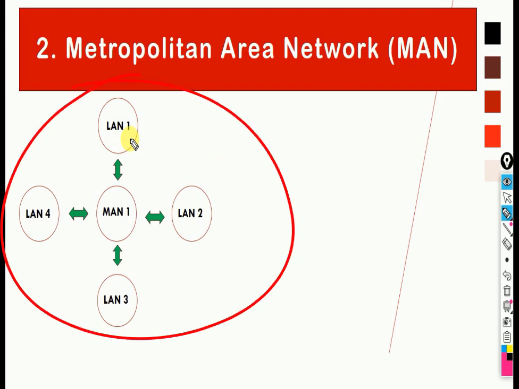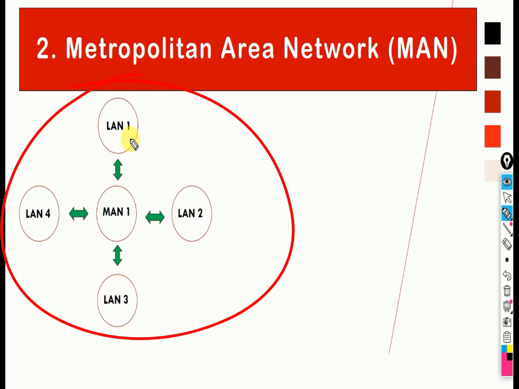There are four local area networks connected to each other. Let's take this is a supermarket, and this supermarket has four branches. Computers in one supermarket will be in one local area network. Similarly, other branches also have separate local area network. And these supermarket branches must somehow communicate with each other.